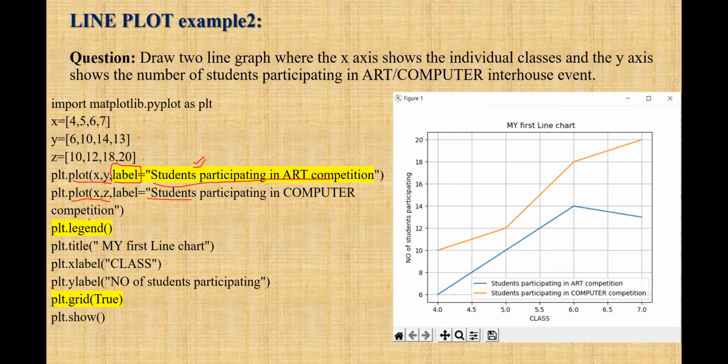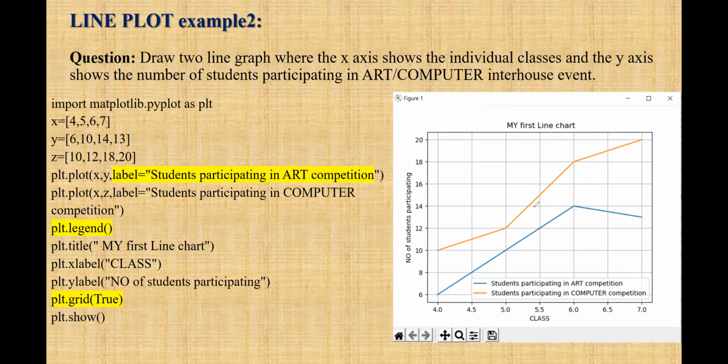Okay, and then in the legend you will just say plt.legend. So automatically both the labels are picked up and shown with the color of the line. You can see that here. Now you'll say, ma'am, ये color कहाँ से आया? These are the default colors. I can give my color also, which we do in the next question, in the next slide.